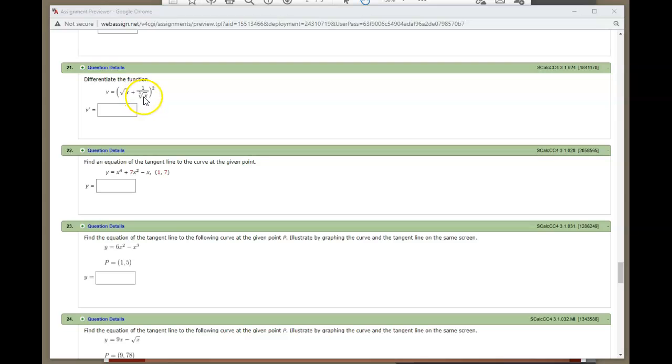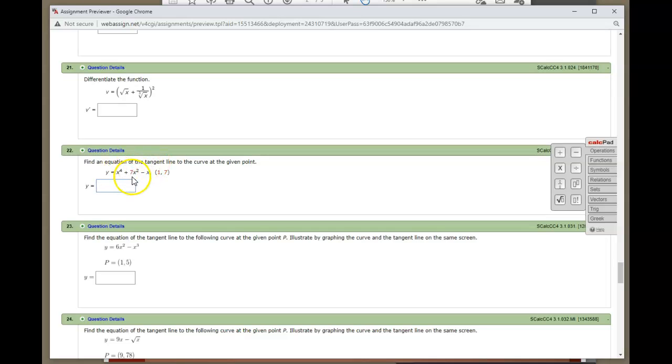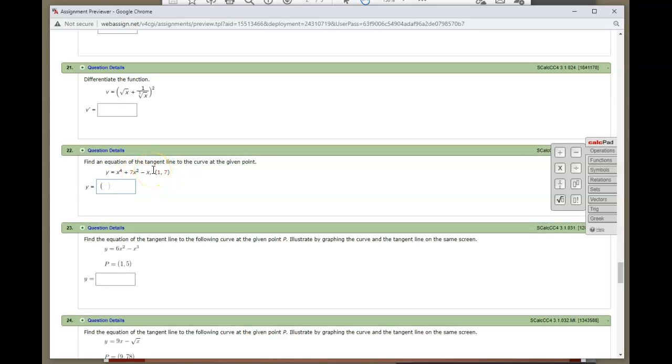For 21, you'd have to rewrite and FOIL this out. We want an equation of the tangent line, so I know that I want the slope of this, and I can either get it on my calculator with the dy dx, or I can do it by taking the derivative and then putting it in. But I know for sure I have x minus 1 plus 7, and I need a slope right here. I need to put the slope. So there's the form of the line, just given the point, I need a slope.